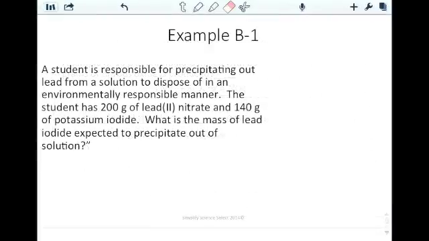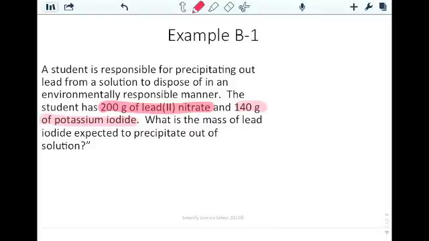So let's look at this example B1. It says a student is responsible for precipitating out lead from a solution to dispose of it in an environmentally responsible manner. The student has 200 grams of lead 2 nitrate and 140 grams of potassium iodide. It says, what is the mass of the lead iodide expected to precipitate out of the solution? So first thing we have to do is write our balanced chemical equation.